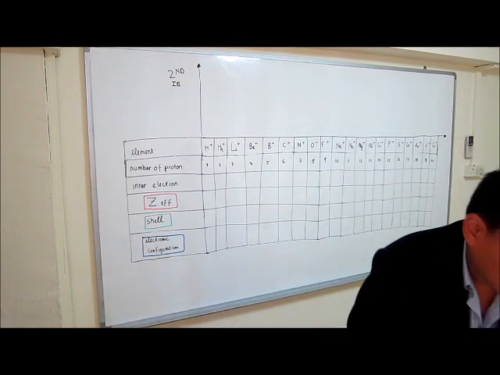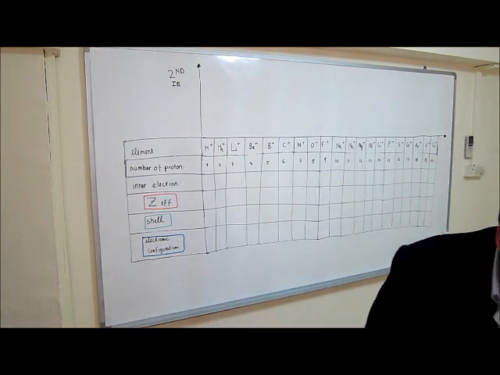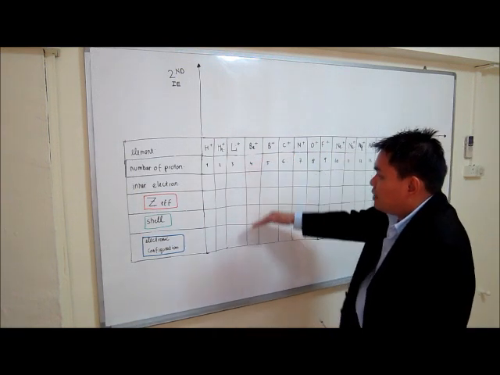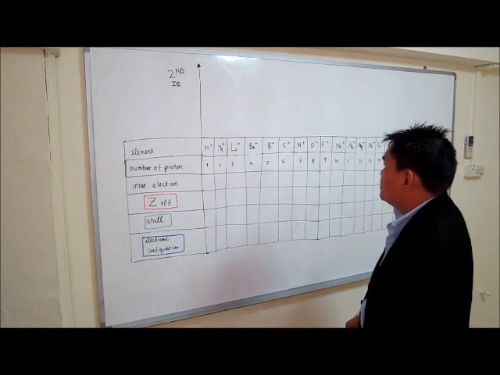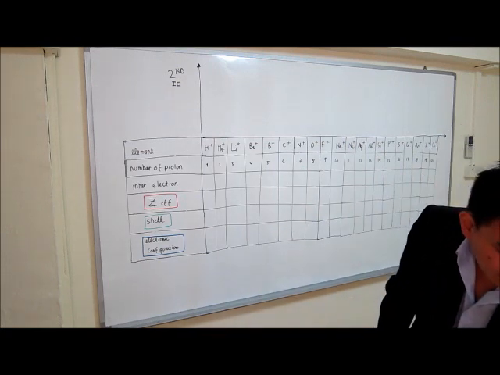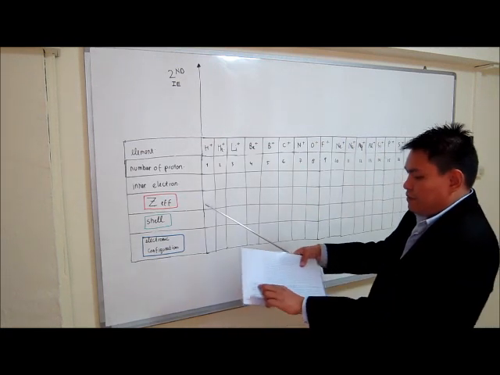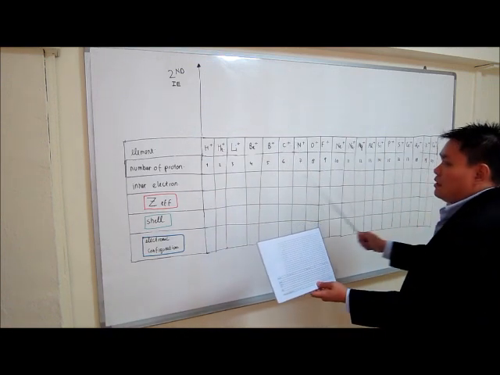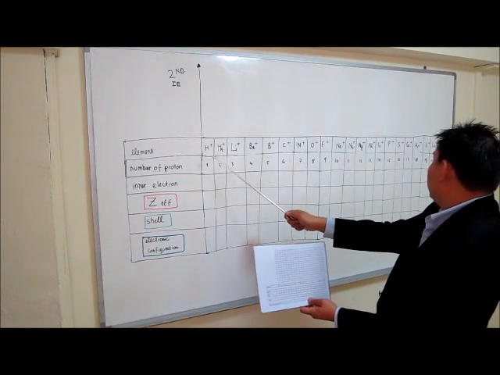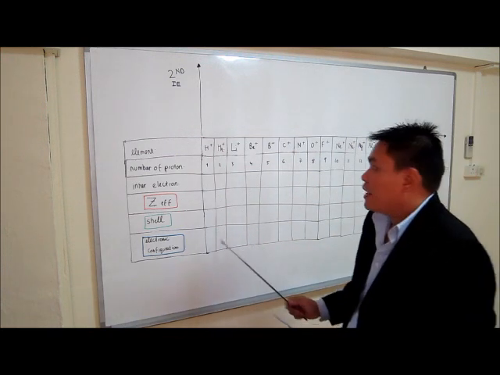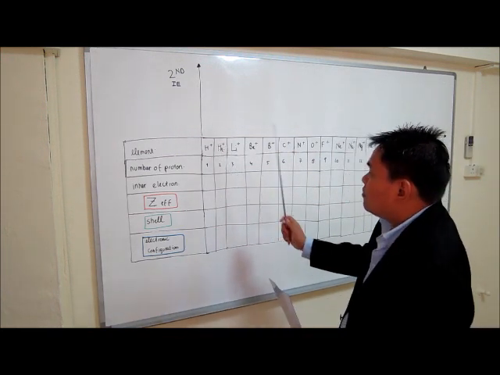Now we are going to fill up this table together, similar to yesterday. The first thing you do is to fill up the first row, all these elements from hydrogen to calcium, and all will have a charge of +1.